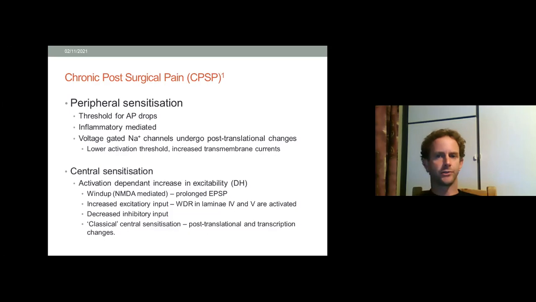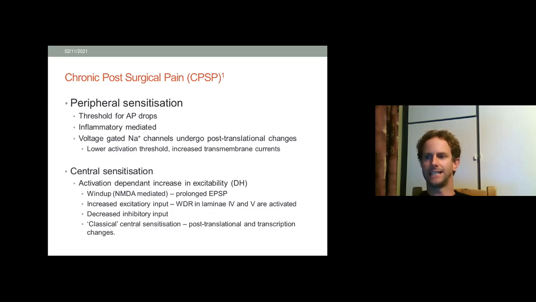You also have central sensitization, which is kind of known as wind up, which is an activation dependent increase in excitability in the dorsal horn. So the higher the surgical stimulus and inputs into the spinal cord, you then get an increase in excitability. And this is an NMDA receptor mediated response.